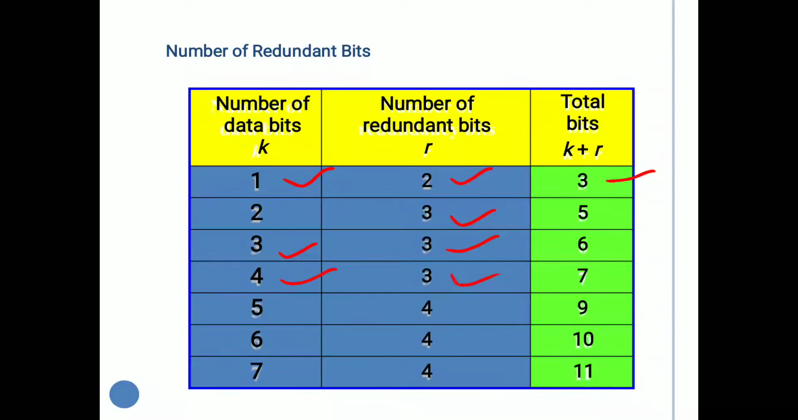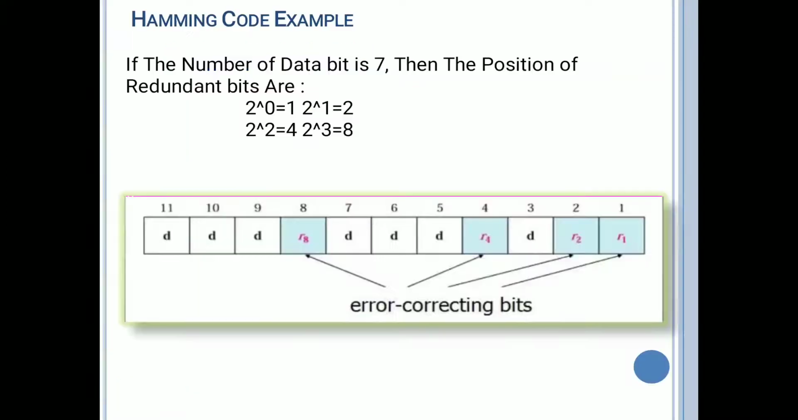If it is 4, then 3 redundant bits are used. If the number of bits in data is 5, then the number of redundant bits is 4. In the previous example, we discussed this one also. If the number of bits in the original message is 5, then 4 redundant bits are appended. So if it is 6 bits, then again 4 redundant bits are appended. 7, then also 4 redundant bits are appended. So like this we will calculate how many redundant bits are added to the original data.